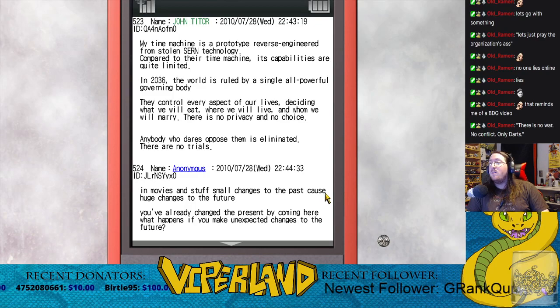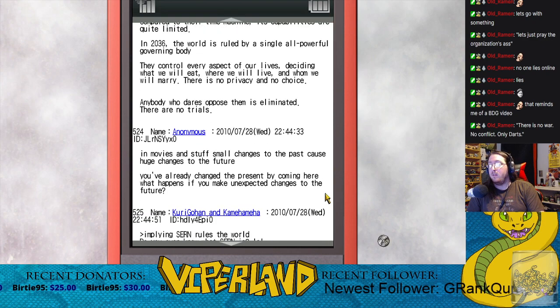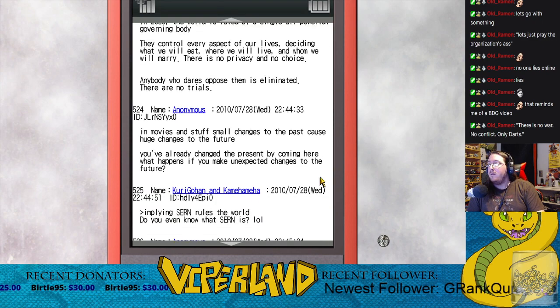The time machine is a prototype reverse engineered from stolen CERN technology. Compared to their time machine, its capabilities are quite limited. In 2036, the world is ruled by a single, all-powerful governing body. They control every aspect of our lives, deciding what we will eat, where we will live, and whom we will marry. There is no privacy, and no choice. Anybody who dares oppose them is eliminated. There are no trials.